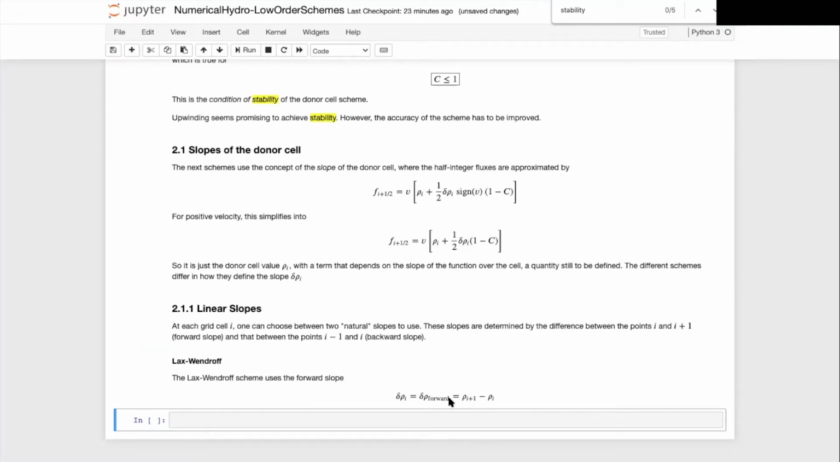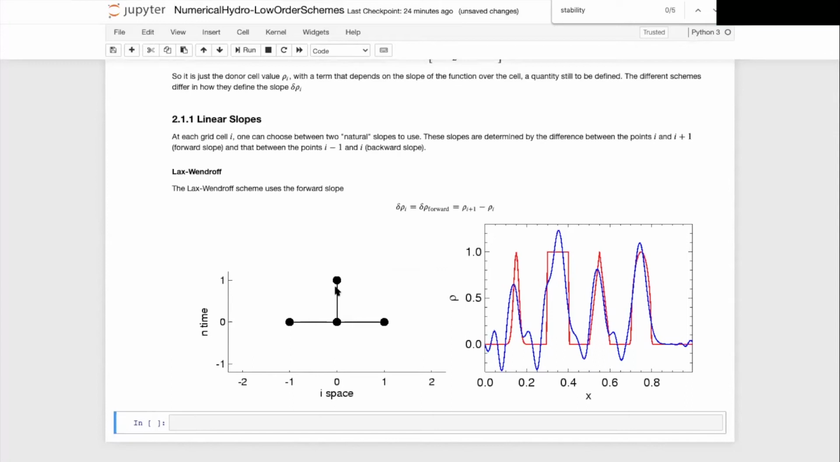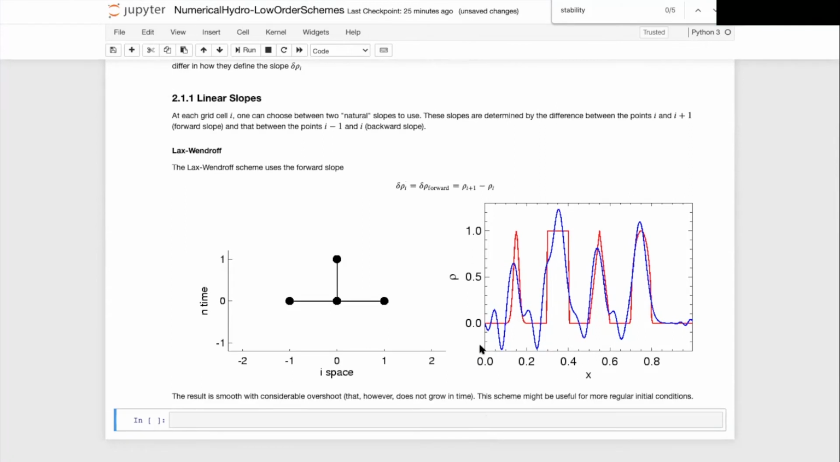So you define the slope here as the forward slope, rho I plus 1 minus rho I, put that into the definition of the half integer flux, and put that back in the recurrency relationship. So this leads to a recurrency relationship that depends on the central point and the point immediately upwind and downwind. So the result is smooth, but there is considerable overshoot. Yet this overshoot does not grow much in time, which is a good feature. So it may be useful when you have irregular initial conditions.